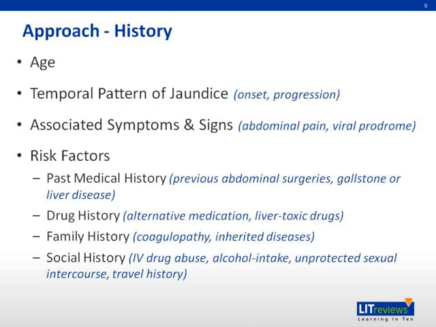Risk factors for different etiologies should also be gathered through a comprehensive past medical, drug, family, and social history. For example, risk factors for viral hepatitis B and C include IV drug abuse, tattoos, and unprotected sexual intercourse.